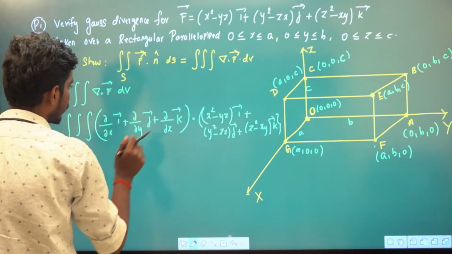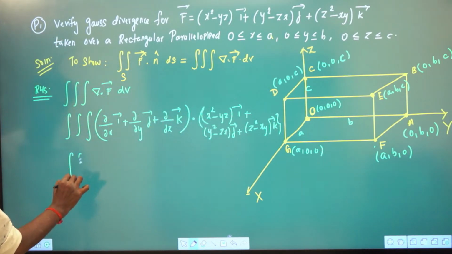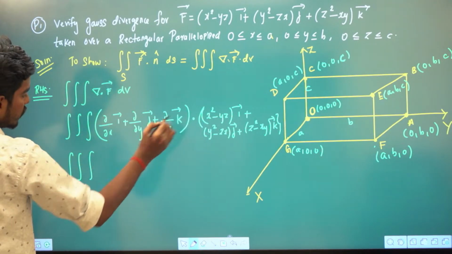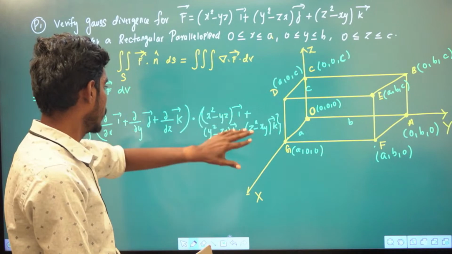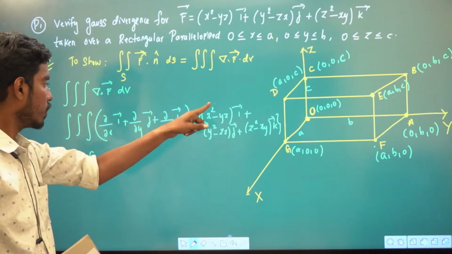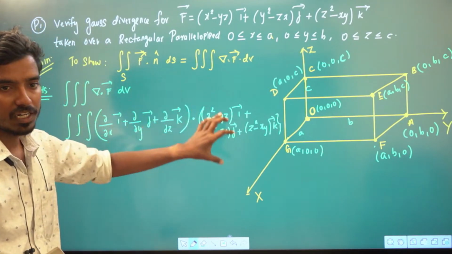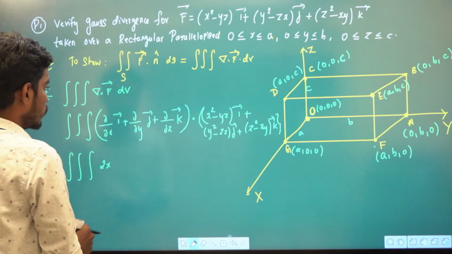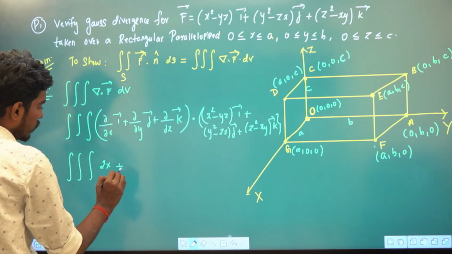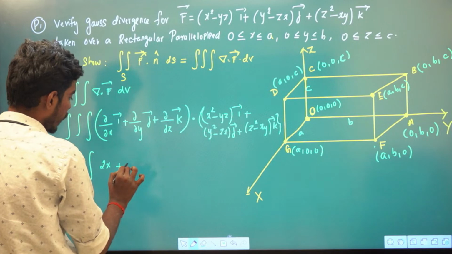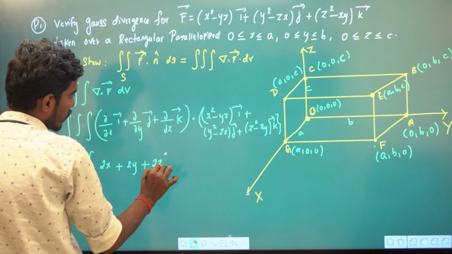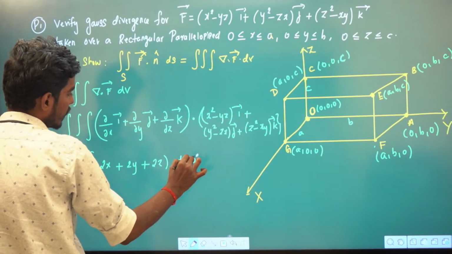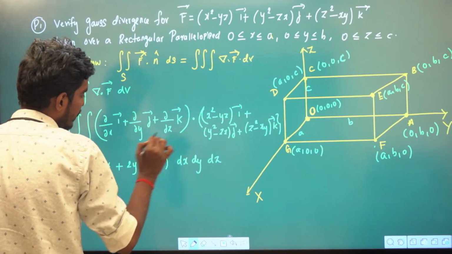So dou by dou x of this will be 2x, right? You just have to partially differentiate this with respect to x. You just make a dot product, multiplying the corresponding i component, j component, k component. So this will be 2x. Dou by dou y of this is 2y, dou by dou z will be 2z. And instead of dv, I am writing dx dy dz.